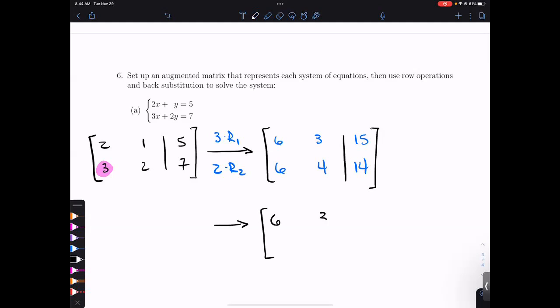Okay, so now I'm not doing anything to row 1. I'm just bringing it along. But I'm going to take row 2 and I'm going to replace it with row 2 minus row 1. So 6 minus 6, 4 minus 3, and 14 minus 15.